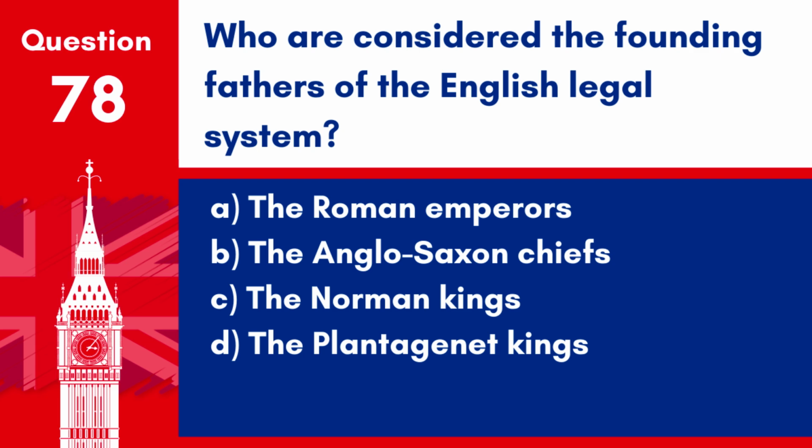Question 78. Who are considered the founding fathers of the English legal system? A. The Roman emperors. B. The Anglo-Saxon chiefs. C. The Norman kings. D. The Plantagenet kings. Answer D. The Plantagenet kings. The Plantagenet kings, particularly Henry II, are considered foundational figures in the development of the English legal system, establishing early forms of legal procedures and courts.